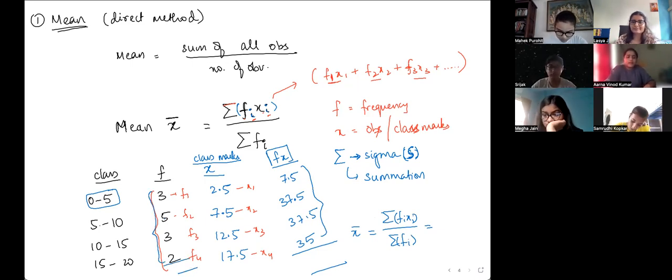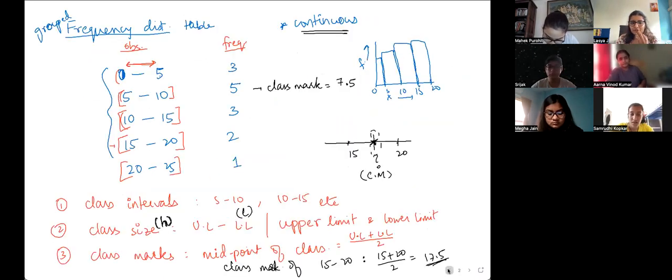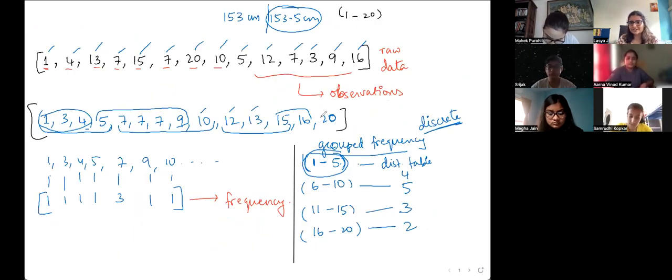Ma'am, I divided it by 4 because there were 4. Sorry, ma'am. See, 4 classes are there, but total number of observations, like in the first class, there's 3 of them. In the second class, there's 5 of them, right? See, this was your original number of observations. We just grouped them all together. That's how I got these values.